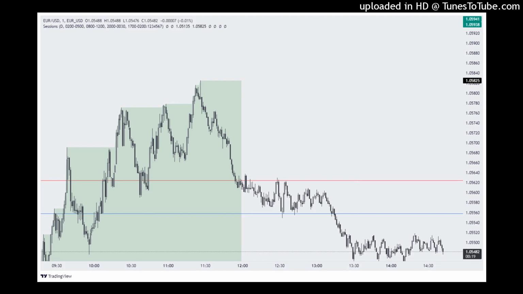Now, is this a short-term low? No, this is a potential intermediate-term low. How can we know that this is a potential intermediate-term low?